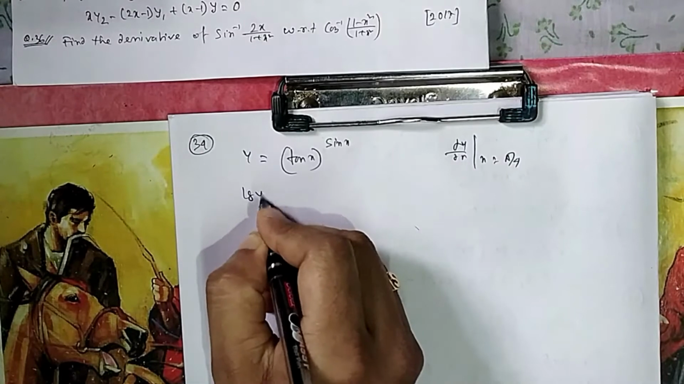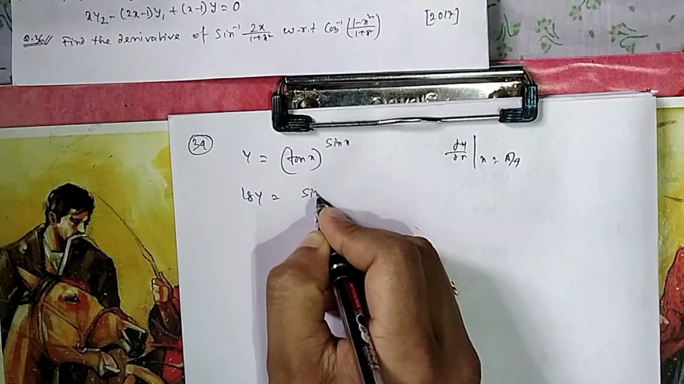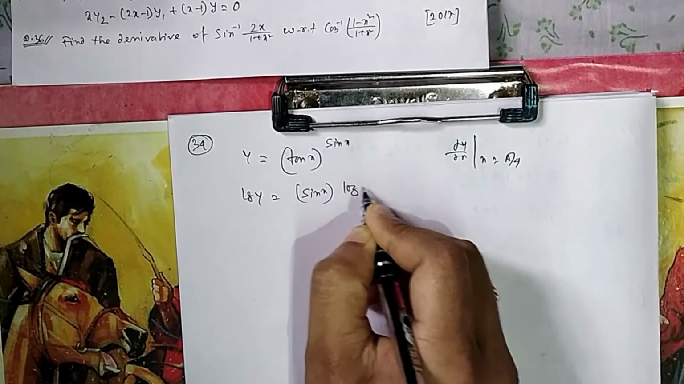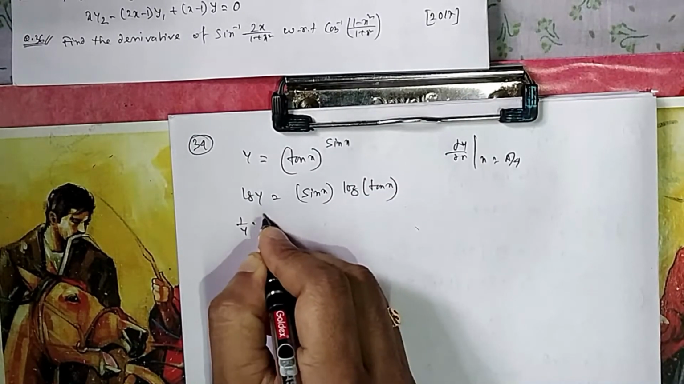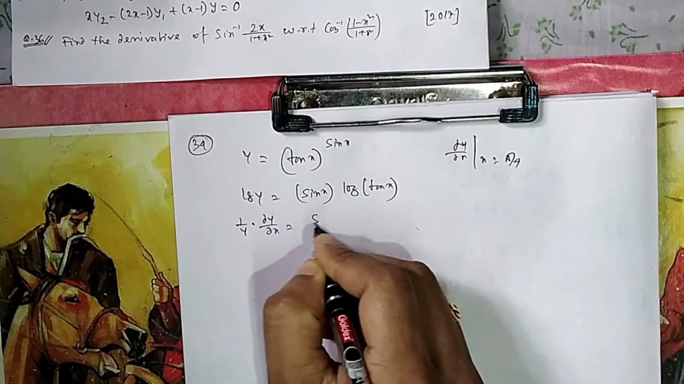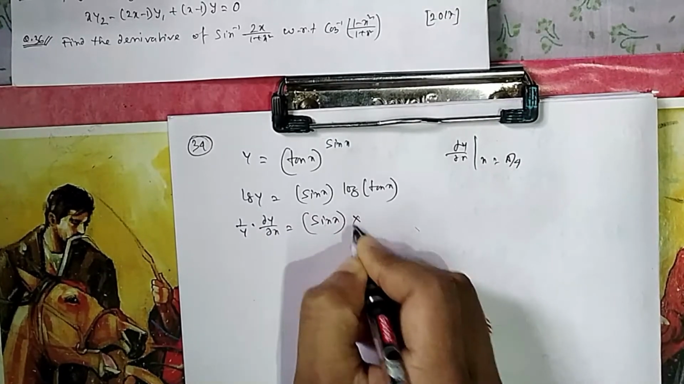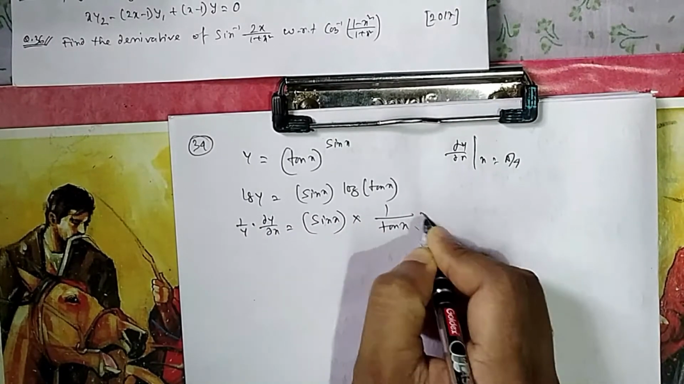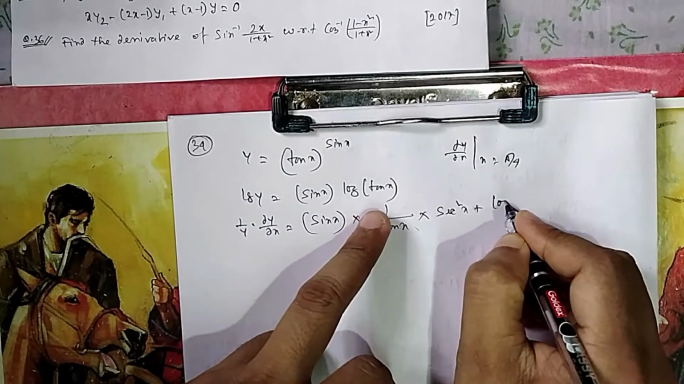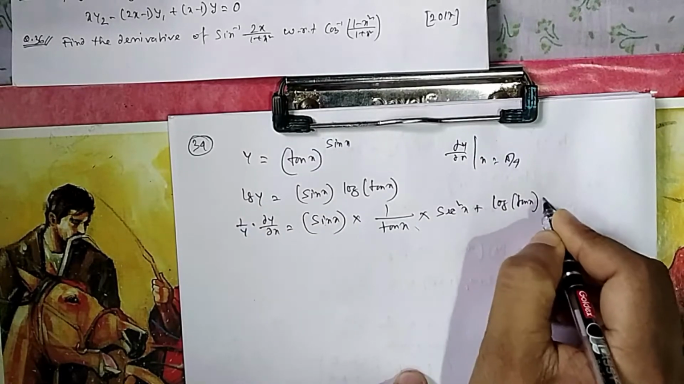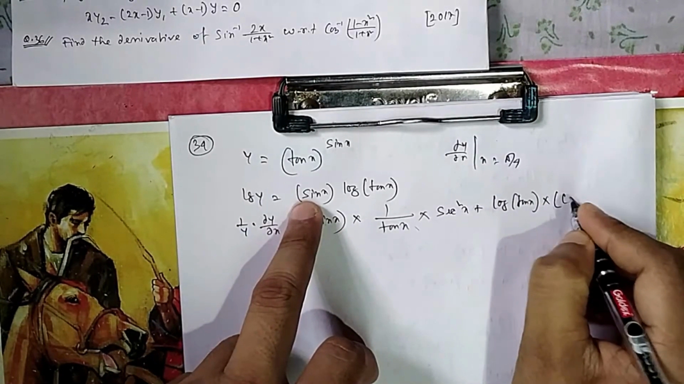So first you take log of y. If you take log, this sin x will come in front, and this will be log tan x. Next you differentiate with respect to x. So this is 1 by y dy/dx. If you take sin x constant, the differentiation of log is 1 by x. Then the derivative of tan x is sec square x, plus log tan x is constant, and you have to do the differentiation of sin x, which is cos x.